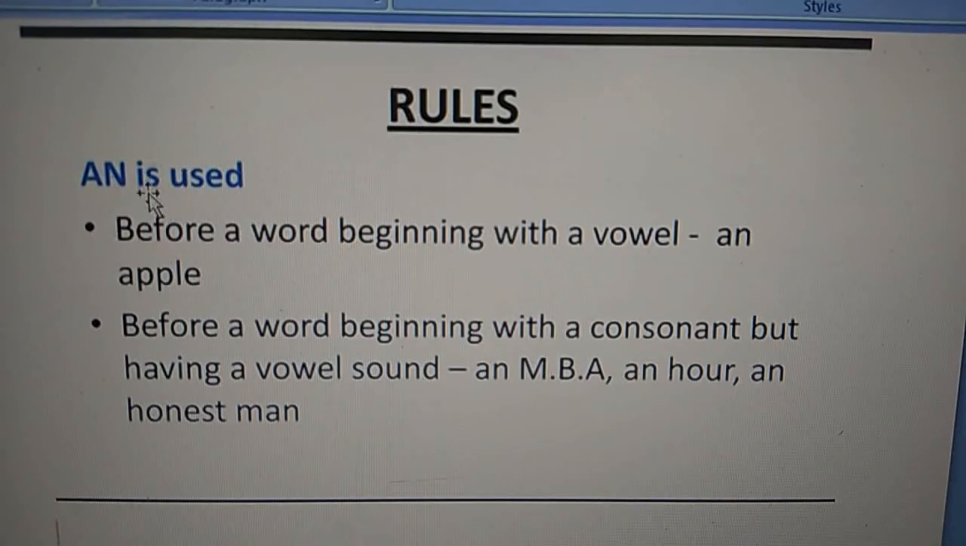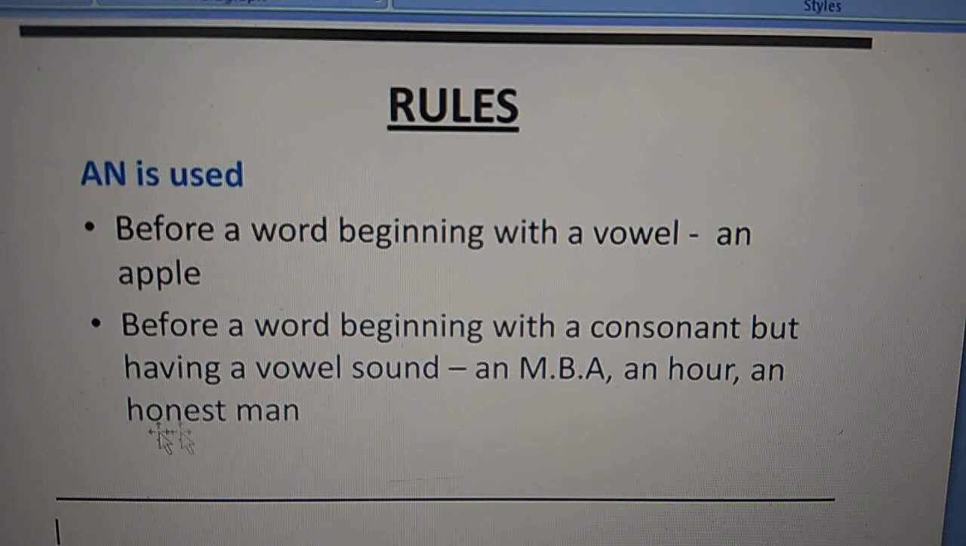Now let's see where do we use an. Before a word beginning with a vowel, example an apple. We use an before a vowel, that is A, E, I, O, U. So here is an example. You can see an apple. Also before a word beginning with a consonant but having a vowel sound. Example an MBA, an R, an honest man.